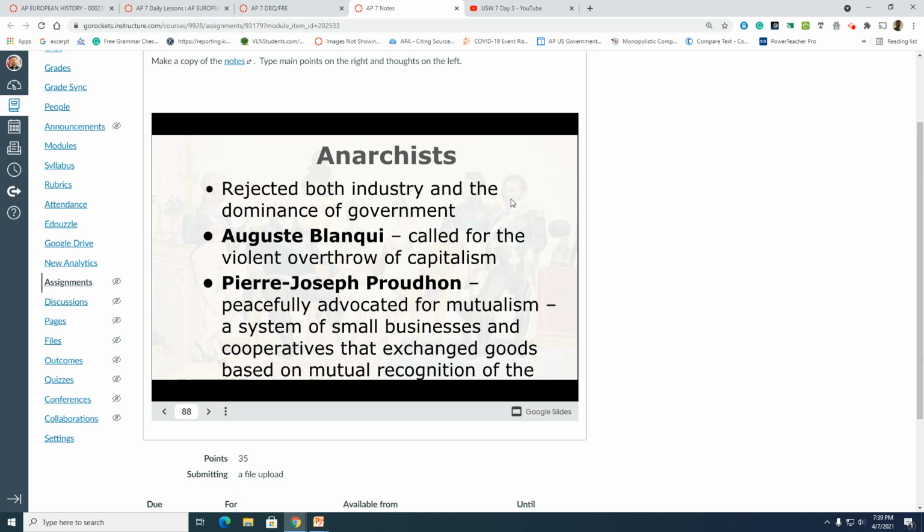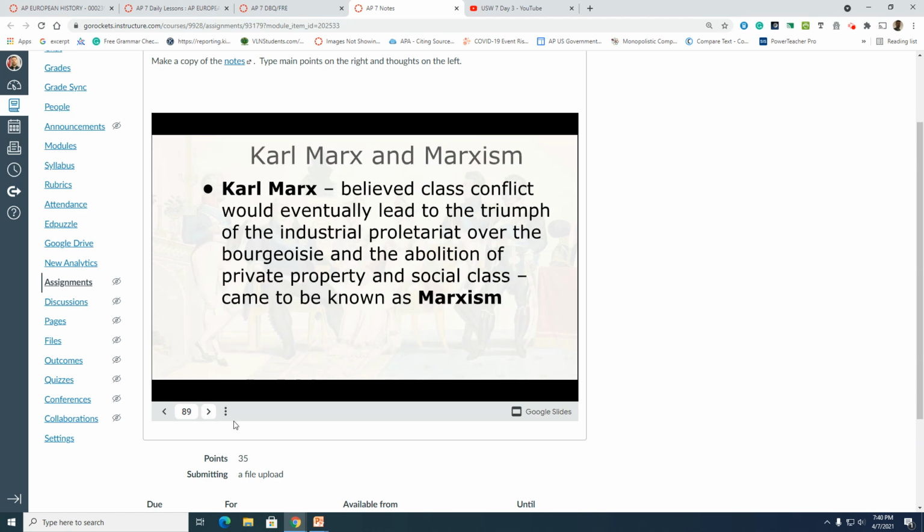And then there were the anarchists. These are people that either just wanted to get rid of the capitalist system or capitalism and the government, because they believe individuals could behave themselves on their own without any type of overarching structure.